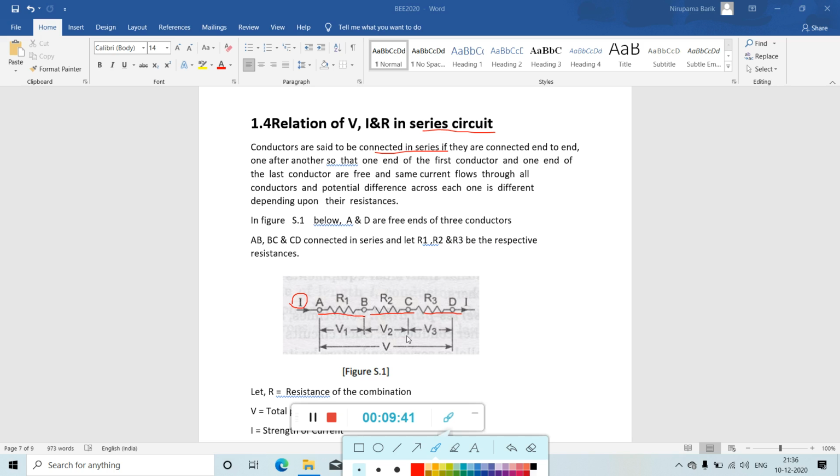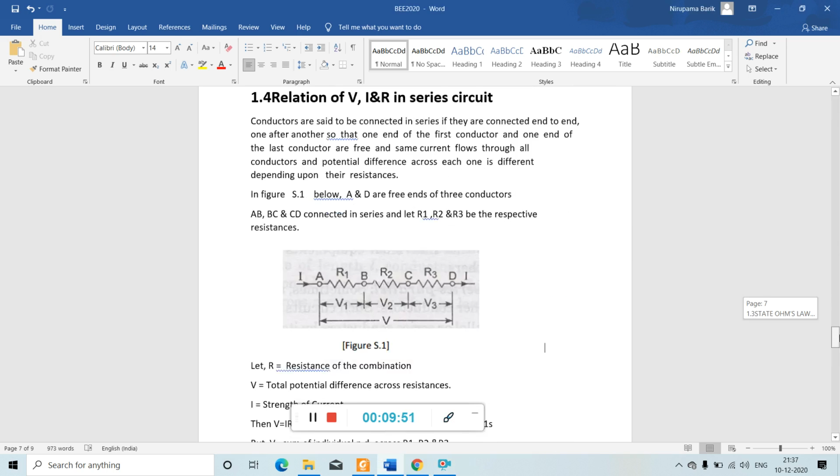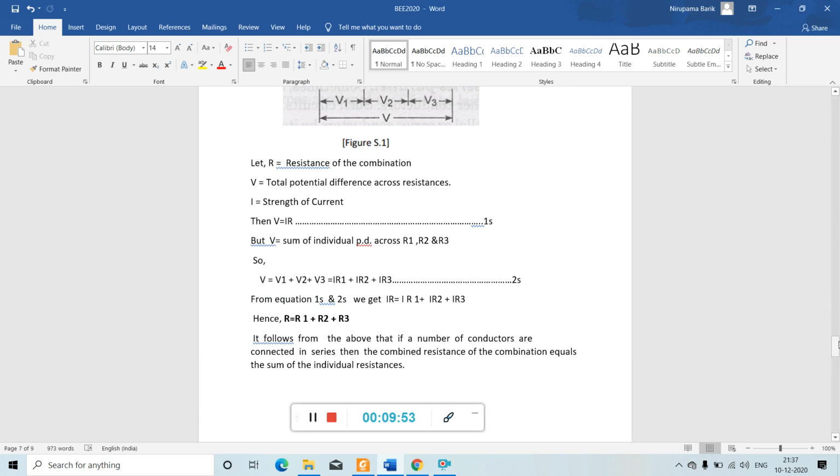So let capital R be the resistance of the combination, and V be the total potential difference across the resistances, and I be the strength of current. Then V is equal to I into R. This we got according to Ohm's law.